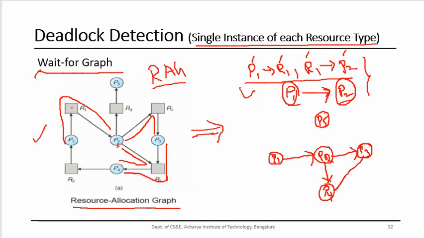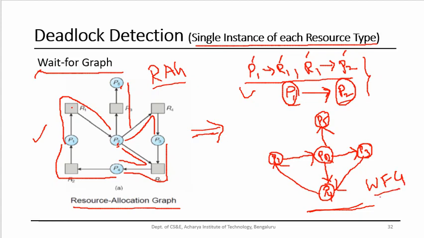So therefore you can put an edge from P3 to P4. And similarly, you can put an edge from P4 to P1 because P4 is waiting for a resource held by P1. Are we done? We have one more edge left. So P2 is waiting for a resource held by P5. So therefore you can put an edge from P2 to P5. So this is what is known as a wait for graph.